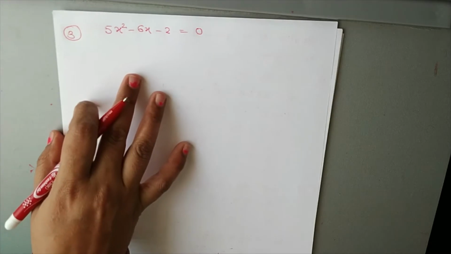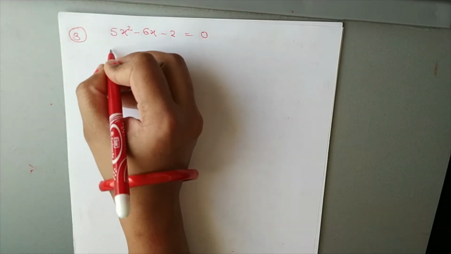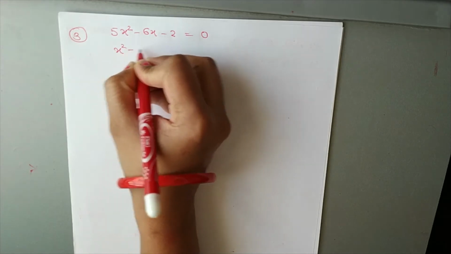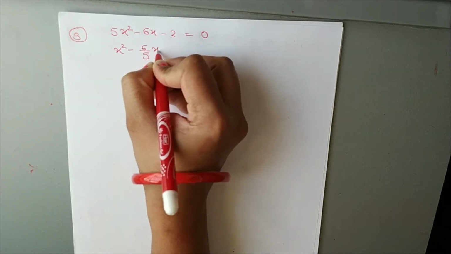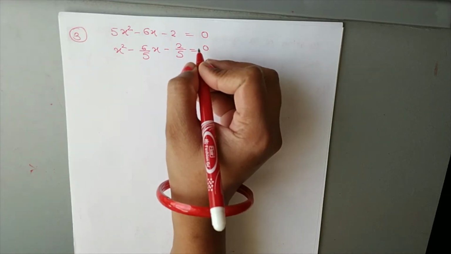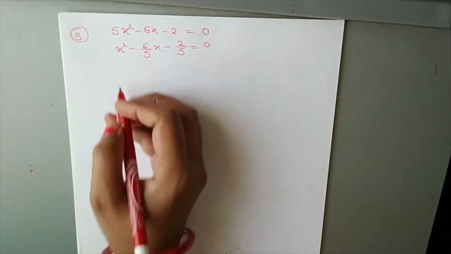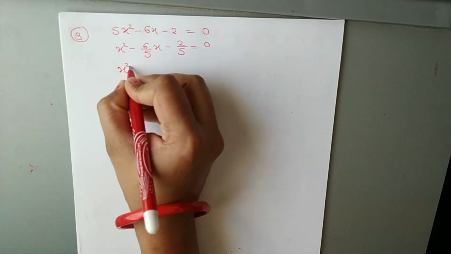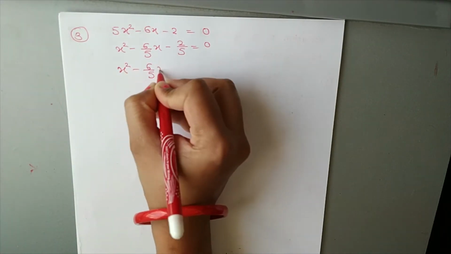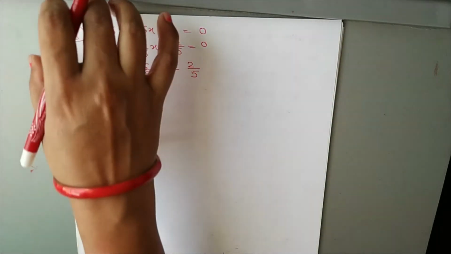So first we have to divide by 5 on both sides. So it will be x square minus 6 upon 5 x minus 2 upon 5 is equal to 0. Then shifting the constant to the right hand side, it will be x square minus 6 by 5 x is equal to 2 upon 5.